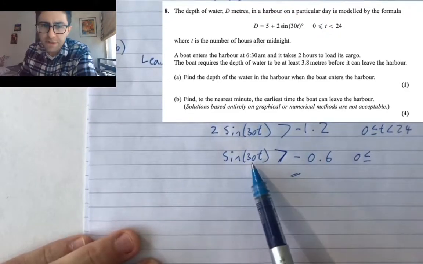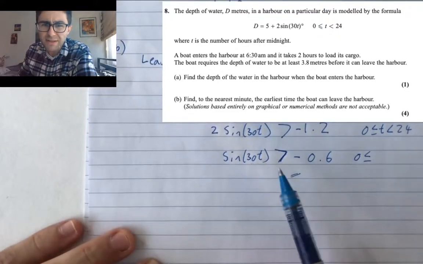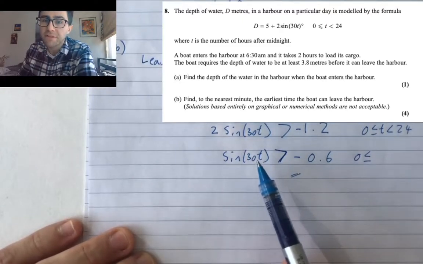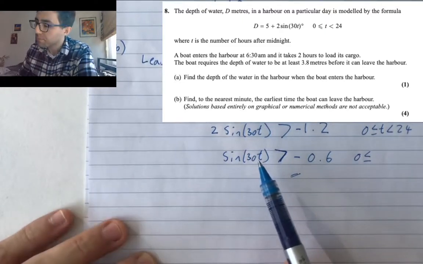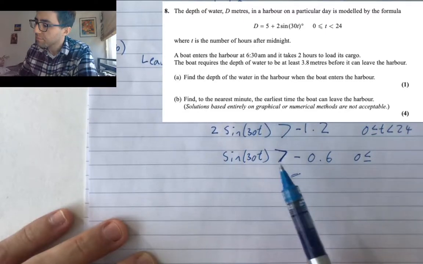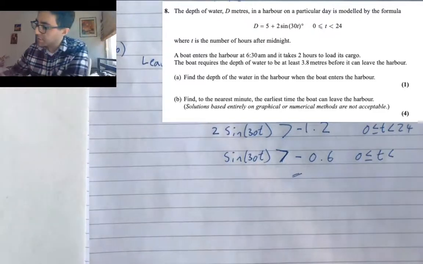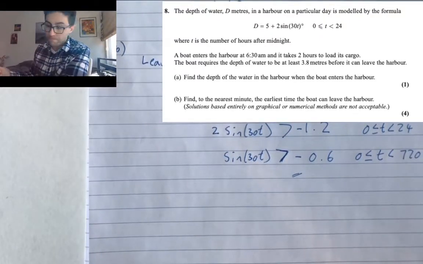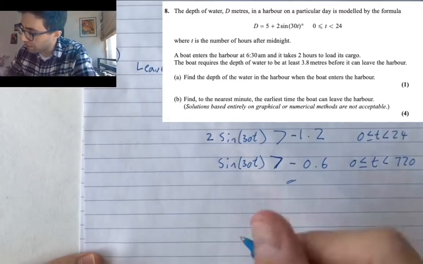The way I do it is I multiply by the 30, because it's not just sine t, it's 30t. The way I account for that is I multiply my bounds by the 30. So 24 times 30 is 720. I'm going to go a bit fast for now, and then we can maybe come back and check in on it.